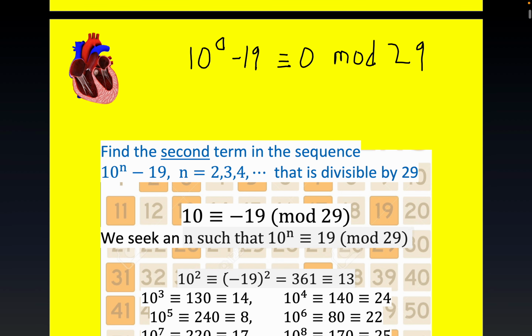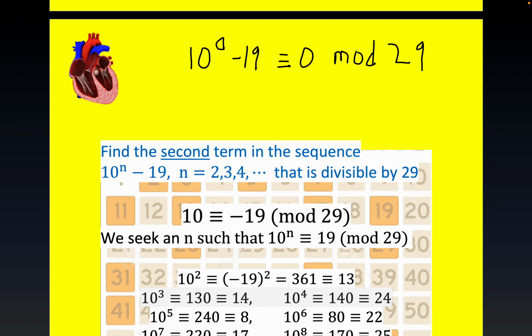Okay, so 10 squared, 19 squared is 361. That leaves a remainder of 13. And again, I won't show you that work, but if you divide 29 into 361, you get a remainder of 13. Now, modular arithmetic says we can just multiply by 10. And so we multiply 10 times this 13 that you see. That's where this 130 comes from. And again, if you divide 29 into 130, you get a remainder of 14.